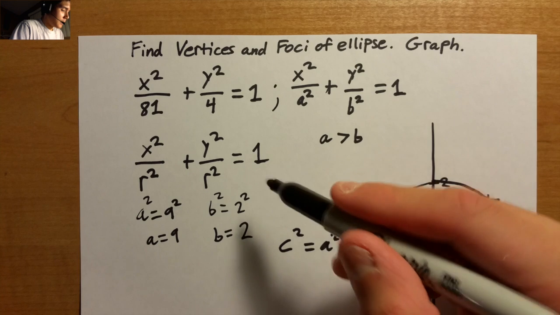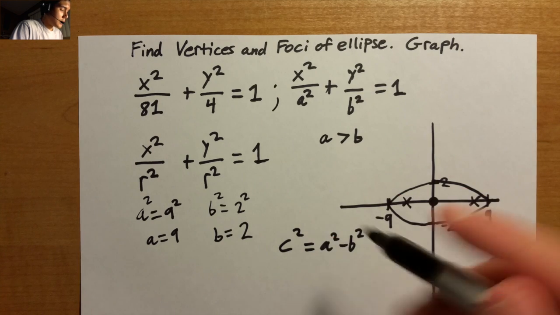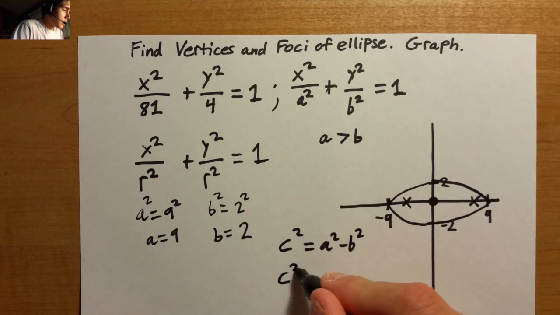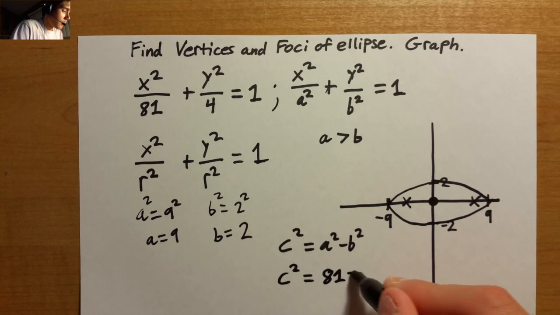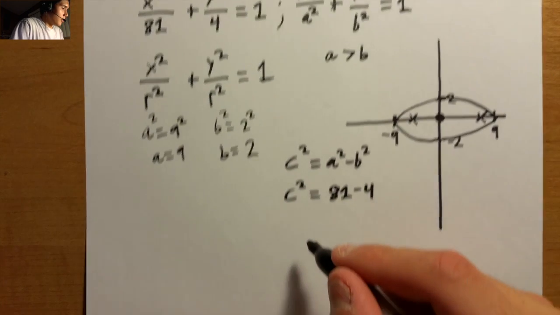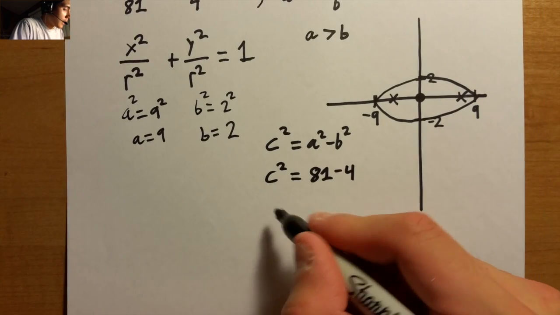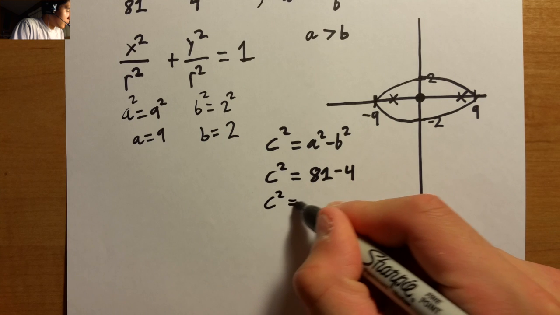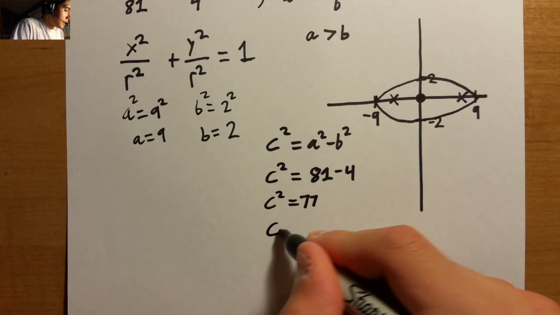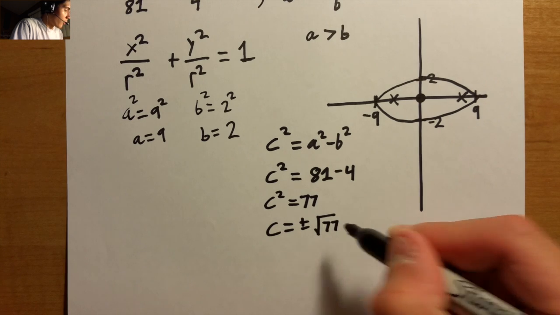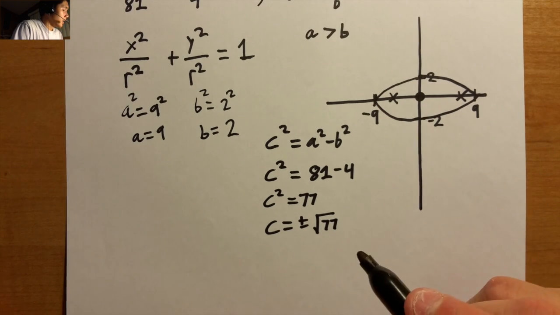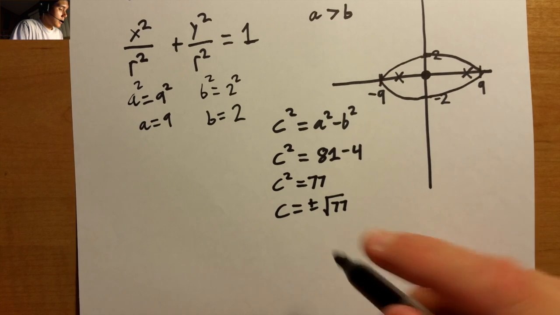So you want to plug in a squared and b squared. So it's going to be c squared is equal to 81 minus 4. I'll move this up a little bit. So now we have c squared is equal to 77. c equals plus or minus the square root of 77. Remember, when you take a square root, you always have to do the positive and the negative version.